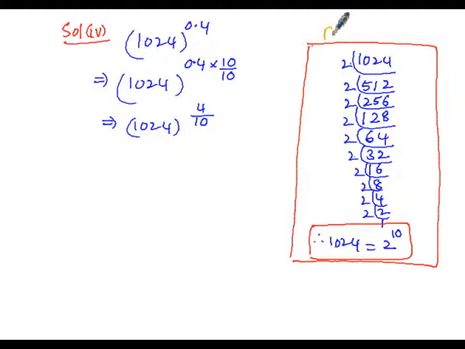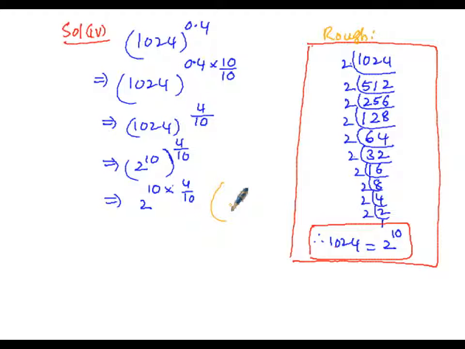Later, that implies this 1024 within the bracket can be written as 2 raised to the power of 10, but over the overall whole to the power of 4 by 10 is there. So now that implies a to the power of m whole to the power of n type, it can be written as 2 to the power of 10 into 4 by 10, where the bracket indicates multiplication. So here I have utilized one identity, that is a to the power of m whole to the power of n is equal to a to the power of m into n.